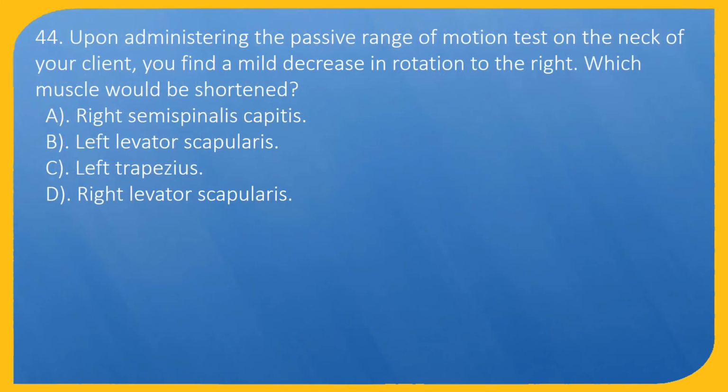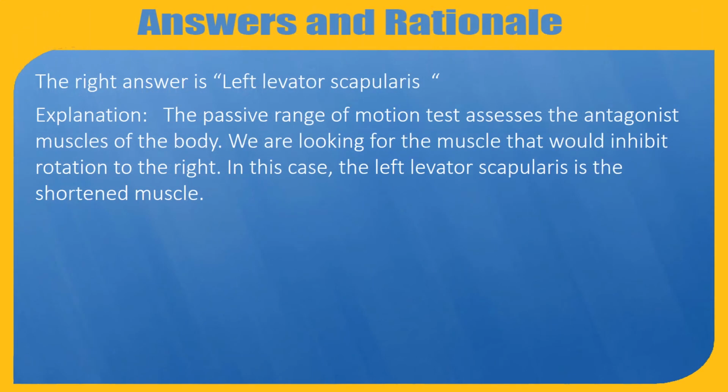Question 44. Upon administering the passive range of motion test on the neck of your client, you find a mild decrease in rotation to the right. Which muscle would be shortened? A. Right semispinalis capitis. B. Left levator scapulae. C. Left trapezius. D. Right levator scapulae. The right answer is left levator scapulae.